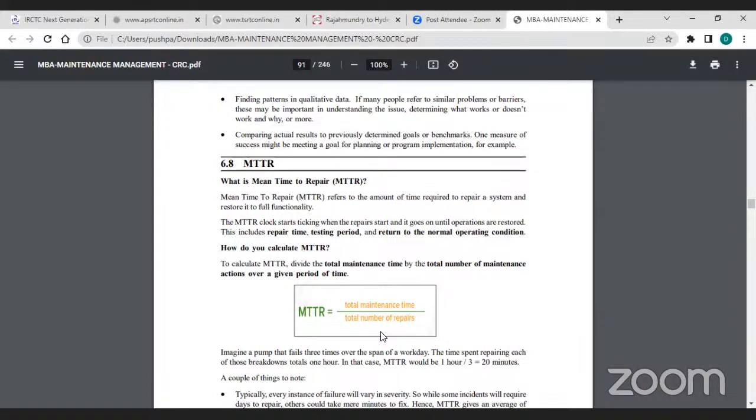Then what is MTTR? Mean time to repair refers to the amount of time required to repair a system and restore it to full functionality. Whenever there is a machine breakdown, we have to repair it. So what is the term that we are using? Mean time to repair. It is the average time required for a system to get repaired and restored to full functionality.